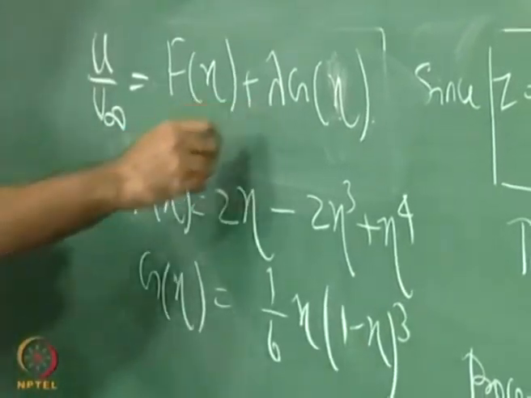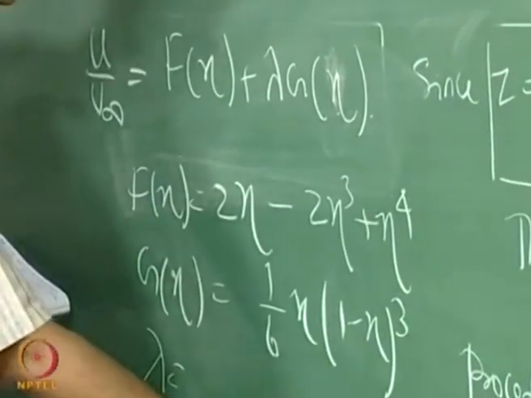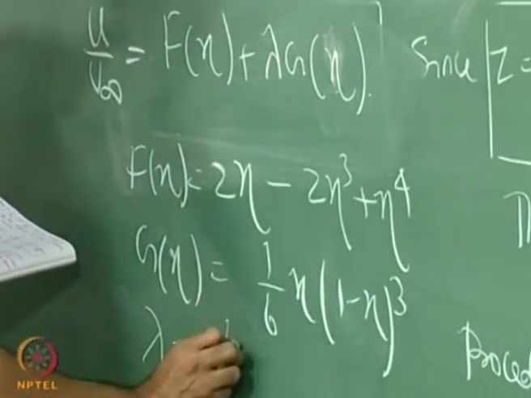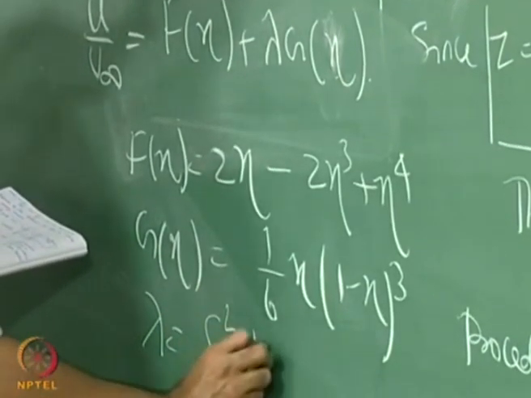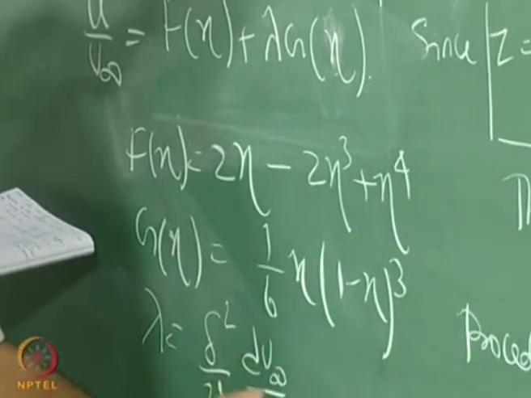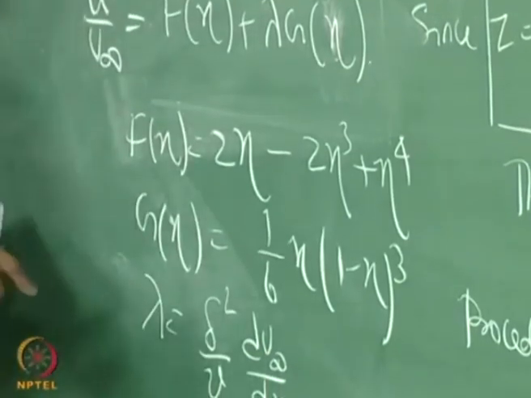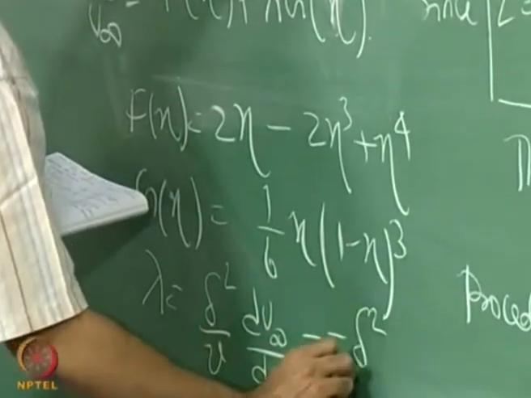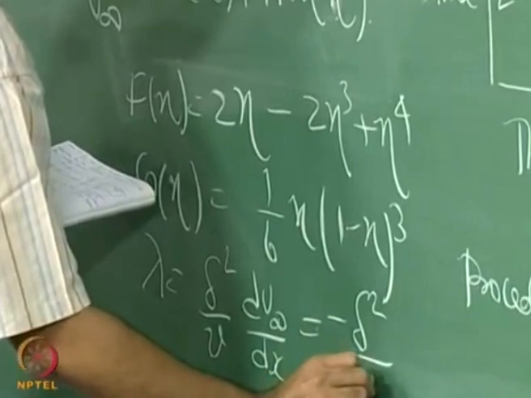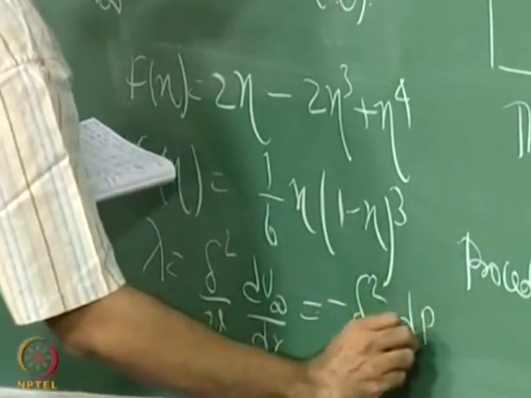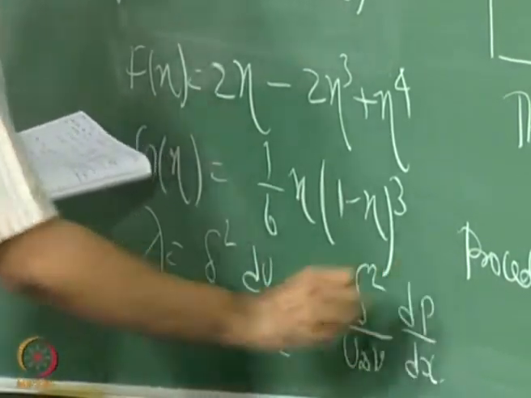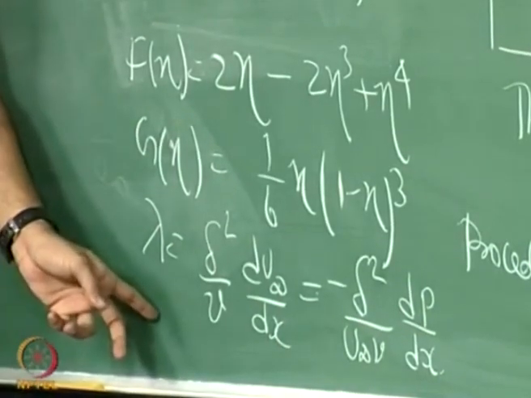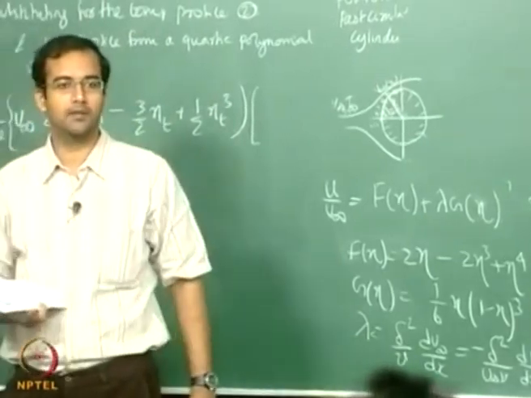Okay, and your lambda is nothing but the non-dimensional pressure gradient parameter, which can be written as del square by nu du infinity by dx. In terms of dp by dx, your du infinity by dx can be written as minus del square by u infinity nu into dp by dx. So for flows with adverse pressure gradient, your lambda will be negative. With favorable pressure gradient, lambda will be positive.